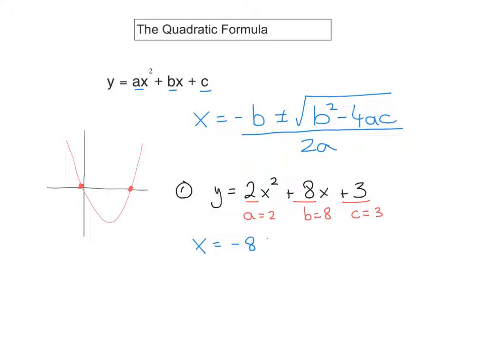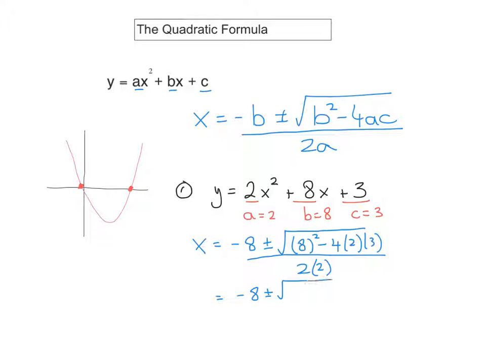So a, b, c. Therefore we know that x equals, the formula says negative b, so b is 8, so it's going to be negative 8 plus or minus the square root of b squared. I always put this first step with brackets, so substitute with brackets: b squared minus 4 times a, which is 2, and then c, which is 3, all divided by 2 times a, which is 2 times 2. So we get negative 8 plus or minus the square root. Inside the square root we've got 64, and then minus 4 times 2 times 3, which is 24, all over 4.